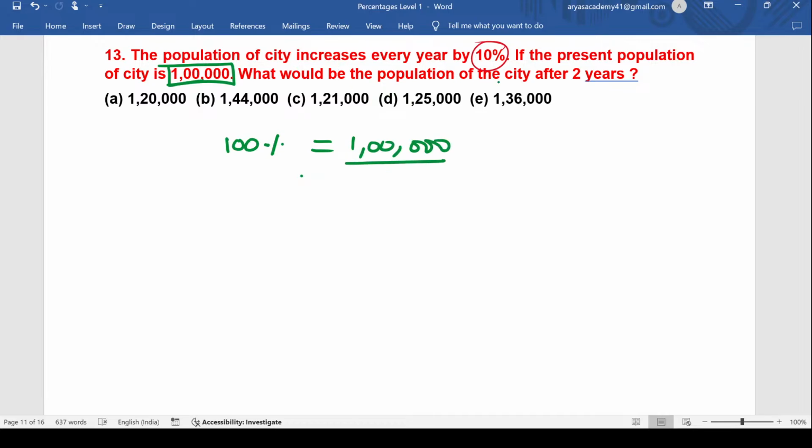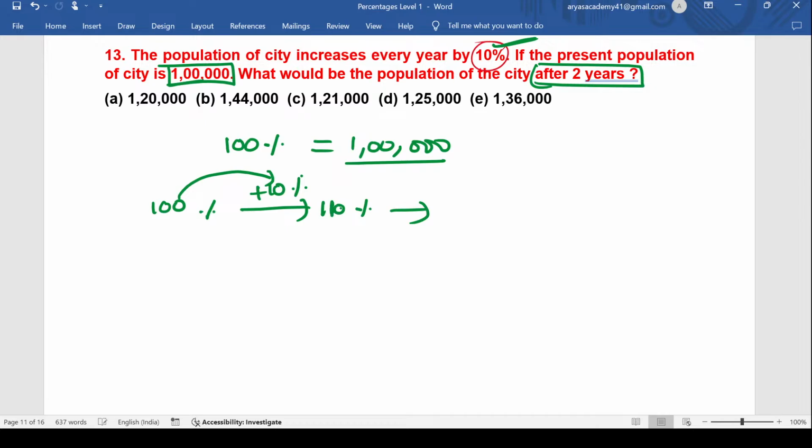And the question is, what could be the population of the city after 2 years? After 2 years, and it is very clearly mentioned, every year the population increases by 10%. So there are so many methods as I have already taught you, but the simplest of the methods is, every year it increases by 10%. I can directly add 10 to 100, so it becomes 110. This is the end of the first year. At the end of the first year, the population will be 110%. But we need the population after 2 years. So now I have to calculate another 10%, because it increases every year by 10%.